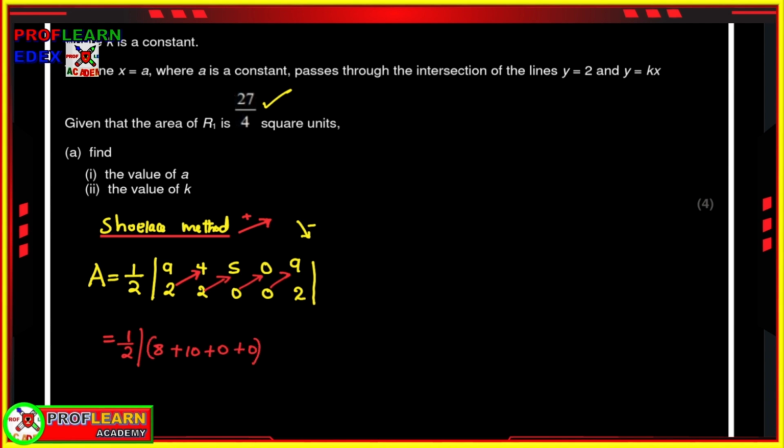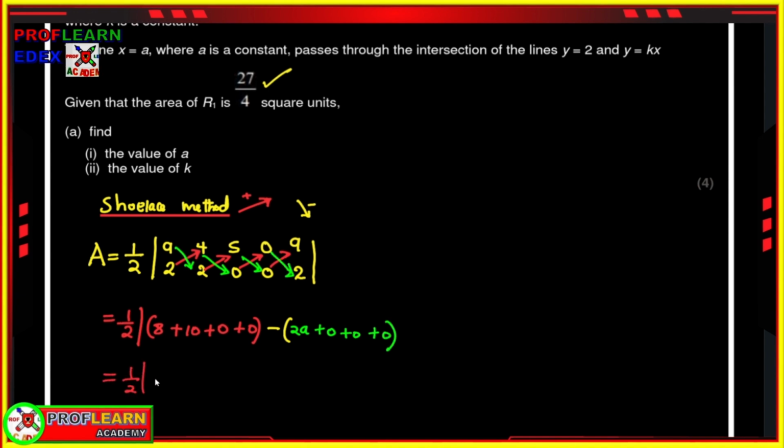Then now we are going to subtract. Yes, after that you subtract. It will be a times 2 will give us 2a. 4 times 0 will give us plus 0. This will give us 0 and this will give us also 0. Then we close the bracket with the modular sign both sides. So we are going to end up having 18 minus 2a.